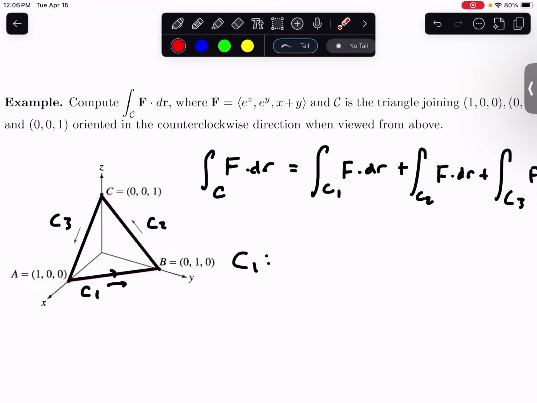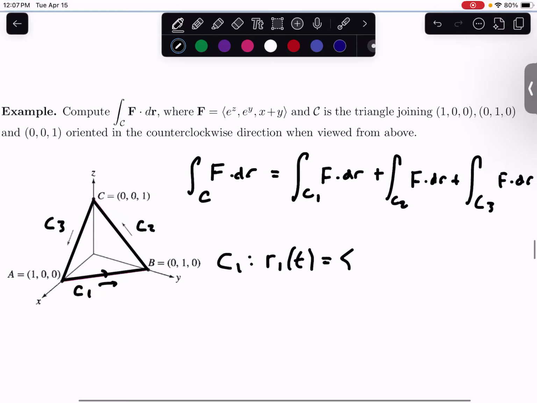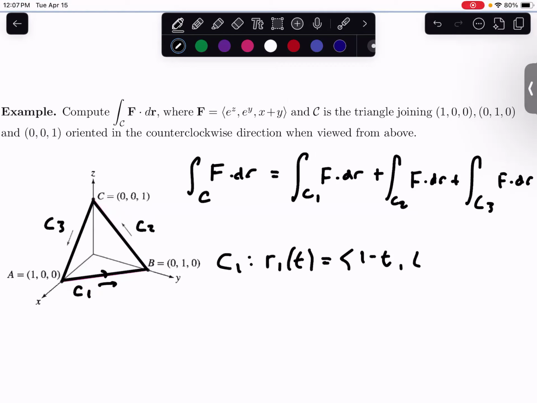And so we need to have that when t is equal to 0, we get x is equal to 1. And when t is equal to 1, we have that y ends up being equal to 1. One way of thinking about this is the following. I'm going to say this is R1 of t. One way to make this happen is you can define this to be the following. We can have 1 minus t in the first component, t in the second component, and then z is always equal to 0, right? We're on the xy plane, so z is always equal to 0.